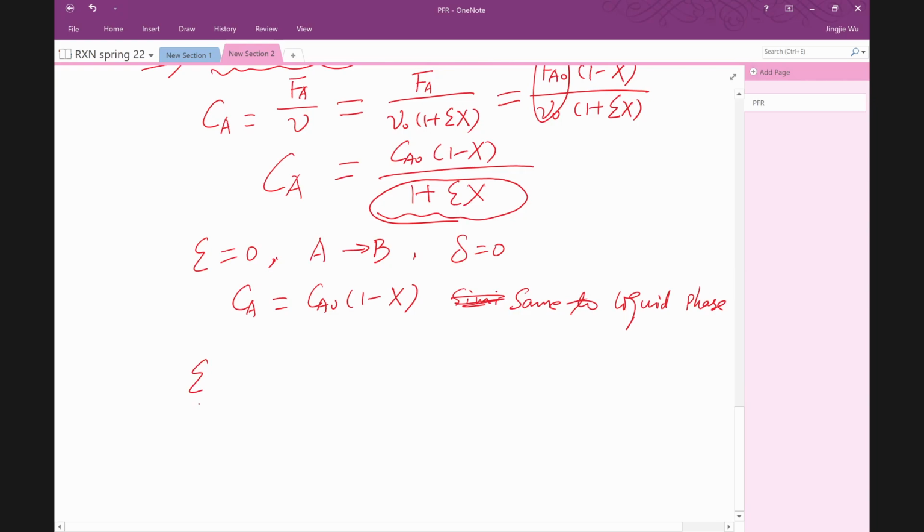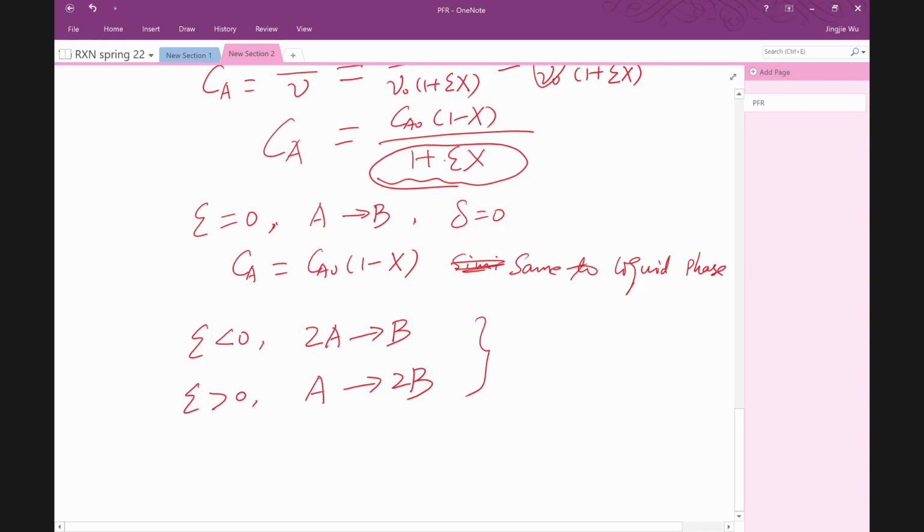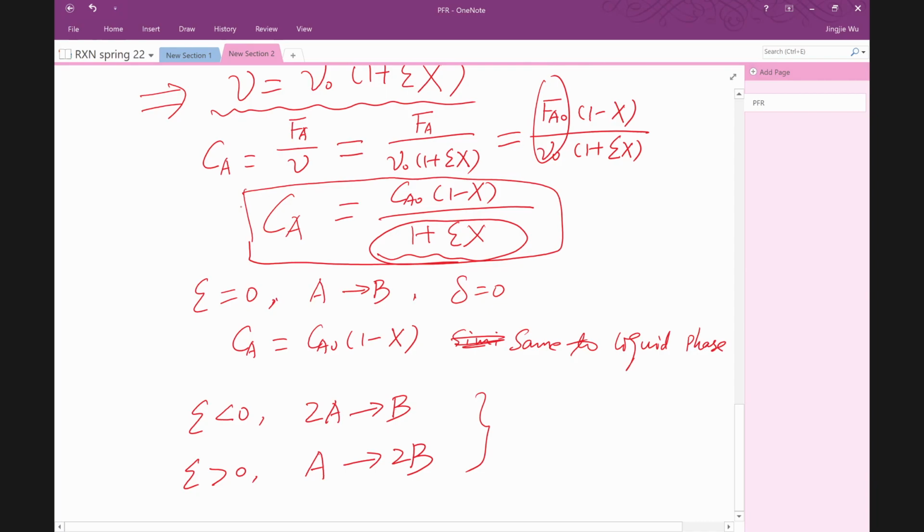Normally you can also have epsilon less than zero, which means the volumetric flow rate decreases, for example for this reaction 2A produces B. Sometimes it will increase, so from 1A you produce 2B. So you cannot always assume epsilon is zero in a gas phase reaction. It depends on the stoichiometry of your reaction. But remember this law: for the liquid phase, epsilon is zero. You can also get the liquid phase. Remember it.